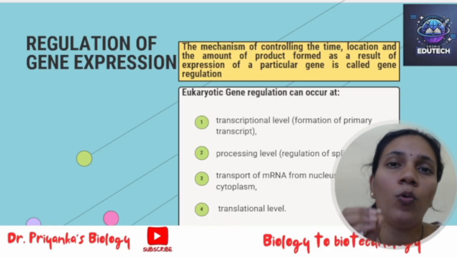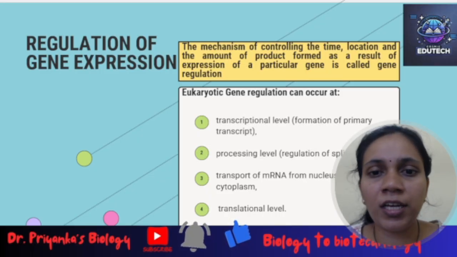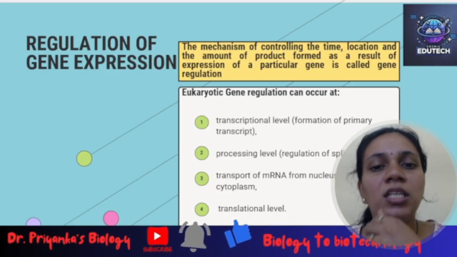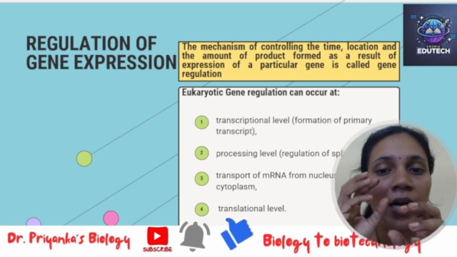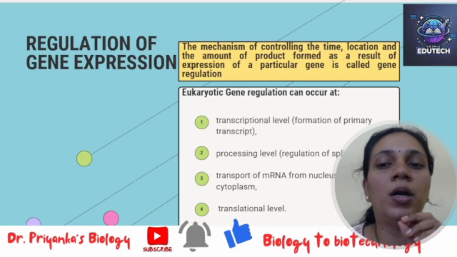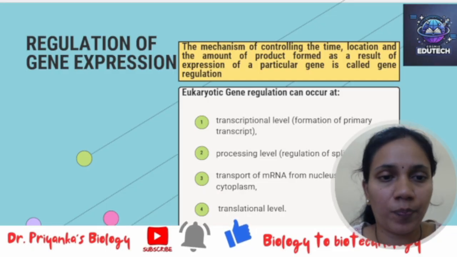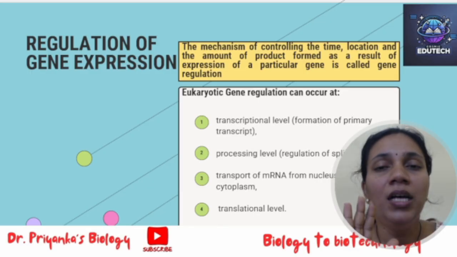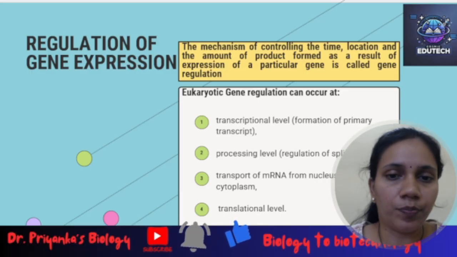Then, expressing only a few genes at a given time. Only when it is needed should this gene be activated, by allowing only that particular segment of DNA to undergo transcription at a time. So this is going to save a lot of space in the cell.